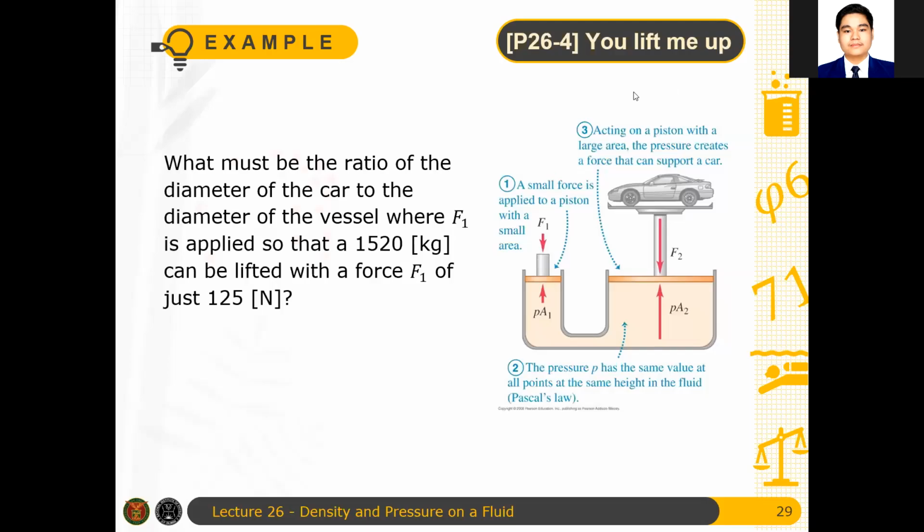Okay, for a final problem, you lift me up. What must be the ratio of the diameter of the car to the diameter of the vessel where F1 is applied so that a 1,520 kilogram car can be lifted with the force F1 of just 125 newtons? So that's the question. What is the ratio of the diameter? Let's assume that these pistons are circular. Okay, sige. I'm just giving you maybe 2 minutes to solve this problem.